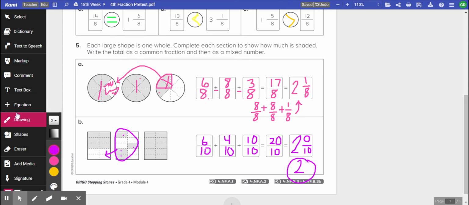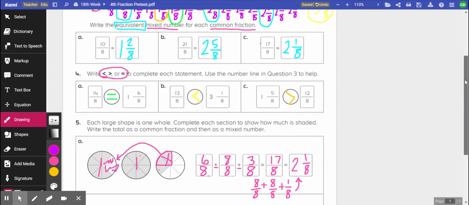So please look through this if you had any confusion on your pretest, which is just your practice test. And then good luck. Your test looks just like this, just different fractions and different numbers. So good luck.